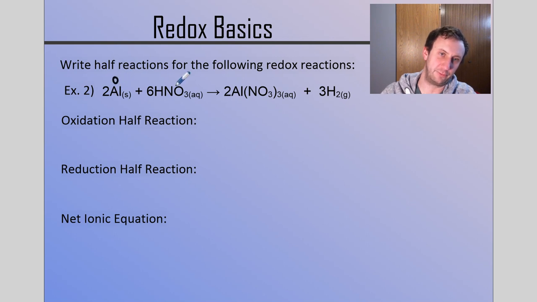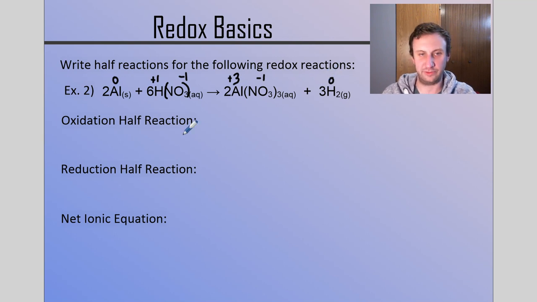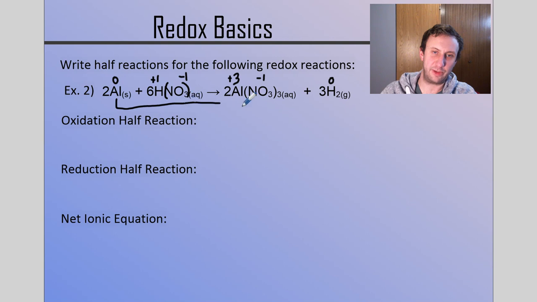So I have 0 for aluminum, +1 for hydrogen. Nitrate, we're just going to treat as one ion right now as -1. Again, we'll get fancier with these kind of polyatomic ions later on, but I think it's obvious what's happening here. Aluminum is becoming more positive, while hydrogen is becoming more negative, going from +1 to 0. So aluminum is again becoming more positive, so this is my oxidation, while hydrogen is my reduction.